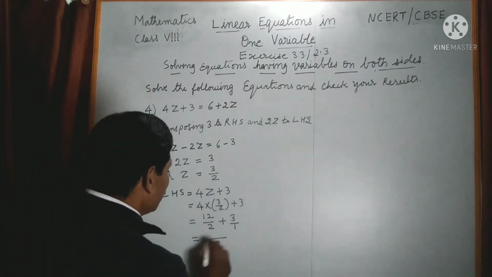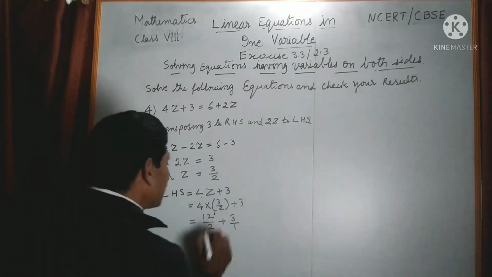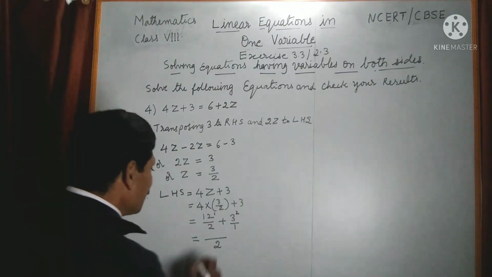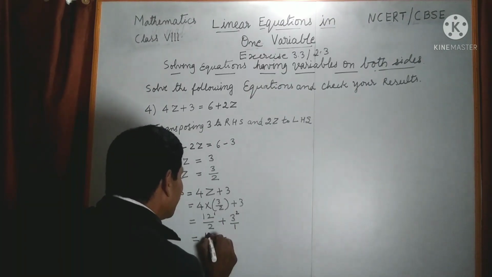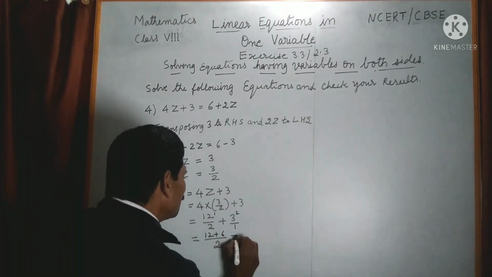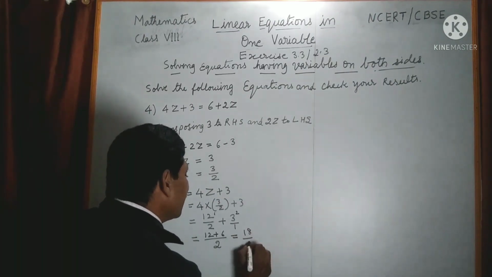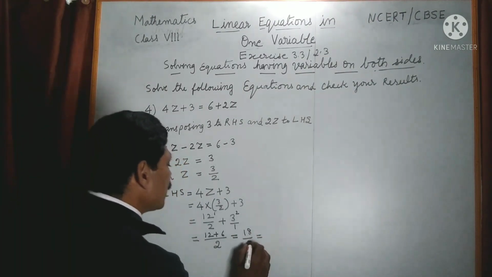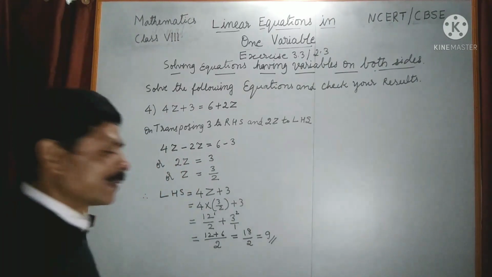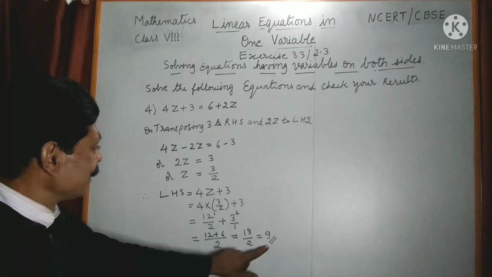Okay. Now 2 1s are 2 and 1 2 is 2. So 12 1s are 12 plus 3 2s are 6, is equal to 18 by 2, is equal to 2 1s are 2, 2 9s are 18. LHS is equal to 9.